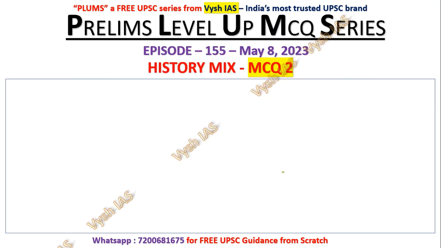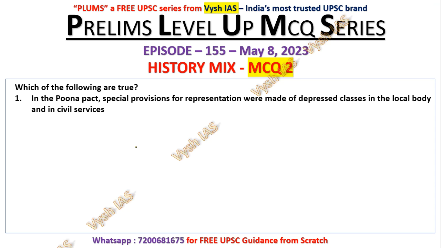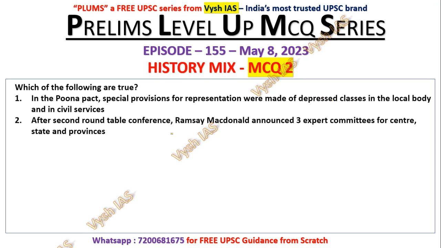Okay, now question number 2, which of the following are true? In the Pune Pact, special provisions for representation were made for the depressed class in the local bodies and in civil services. After the second Round Table Conference, Ramsay MacDonald announced 3 expert committees for center, state and provinces. So the options are 1 only, 2 only, both 1 and 2, neither 1 nor 2.